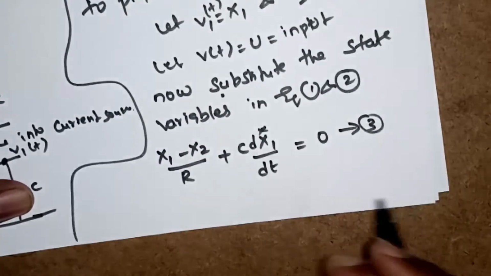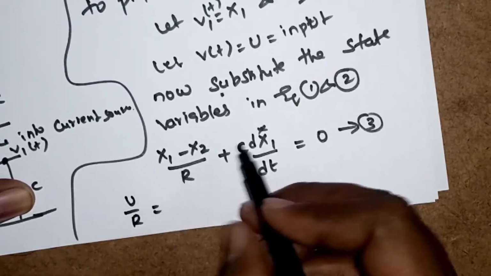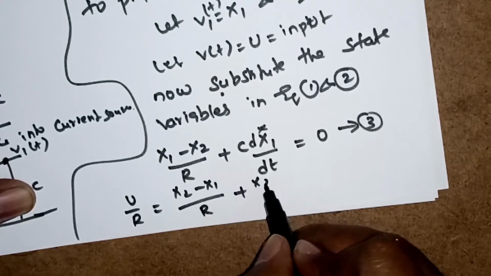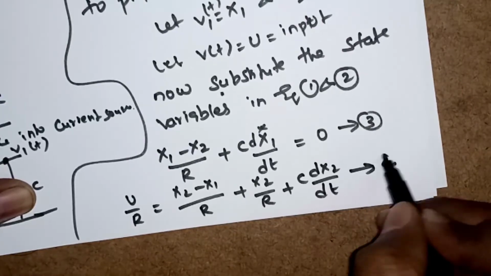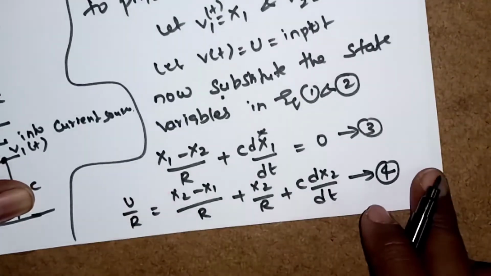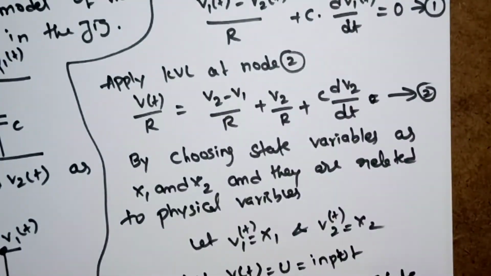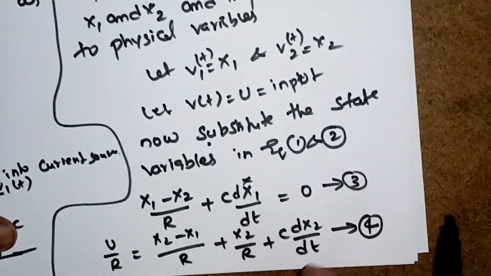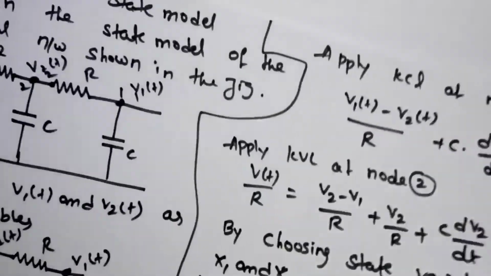And what is the equation 4? See here, u by R is equals to (x2 minus x1) by R plus x2 by R plus C into dx2 by dt. Let it be equation number 4. This equation can be written by substituting the state variables in equation number 2. So equations 3 and 4 are the converted state variables. Now we are going to solve this.